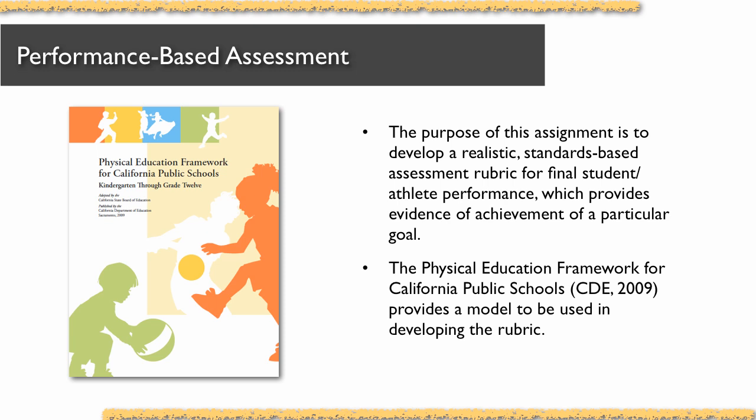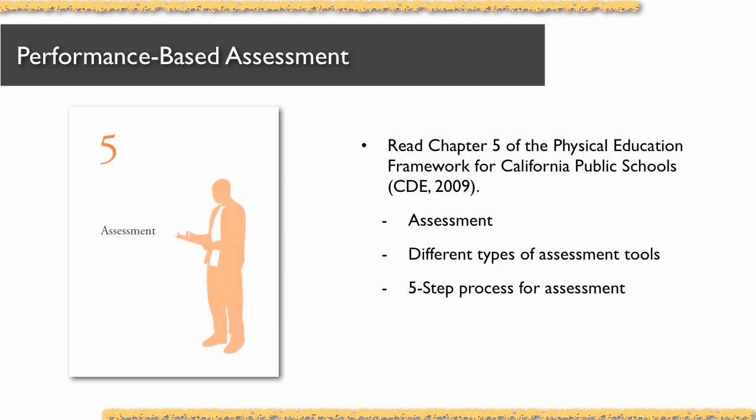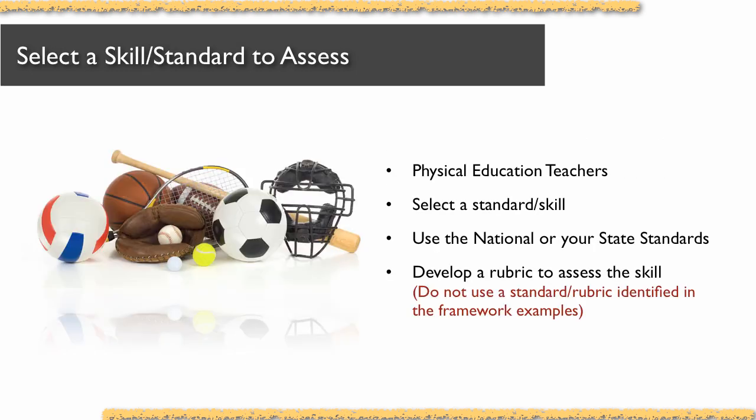Regardless if you're a physical education teacher or not, you will follow the 5-step process identified in the Physical Education Framework for Public Schools. So the first step is to read Chapter 5 of the framework. This chapter covers assessment, reviews the different types of assessments used, and explains the 5-step process for creating a standards-based assessment. Next, you will identify a skill and/or a standard to assess.